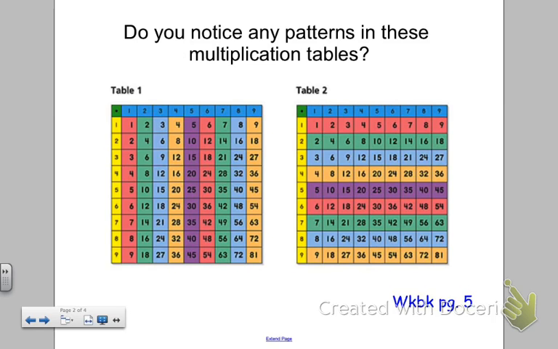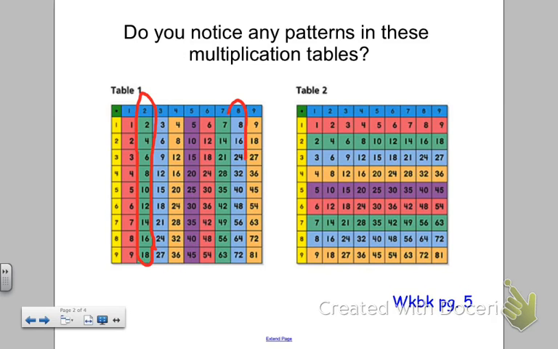I'm sure at some point in your elementary career you took a look at multiplication tables and used them to figure out the products of different multiplication problems. Do you notice any patterns in these two different multiplication tables? What you probably notice is that table 1 has columns of multiples. For example, the 2 column right here has all the multiples of 2. It's like you're counting by 2s, 2, 4, 6, 8, 10, 12, so on and so forth.